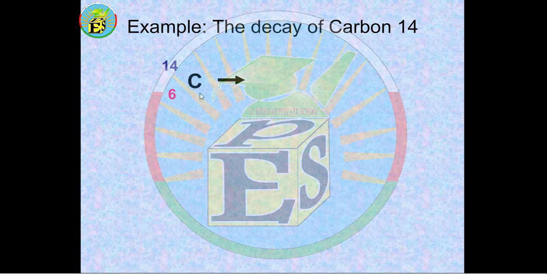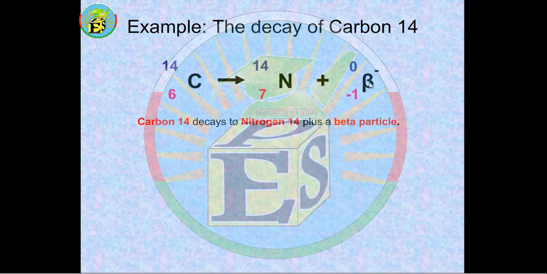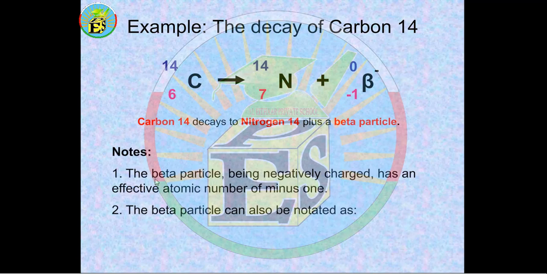As an example, carbon 14 will decay to nitrogen 14 with a beta particle of -1. Carbon 14 decays to nitrogen 14 plus a beta particle. The beta particle, being negatively charged, has an effective atomic number of -1. The beta particle can also be noted as beta, with mass 0 and its charge equal to -1.